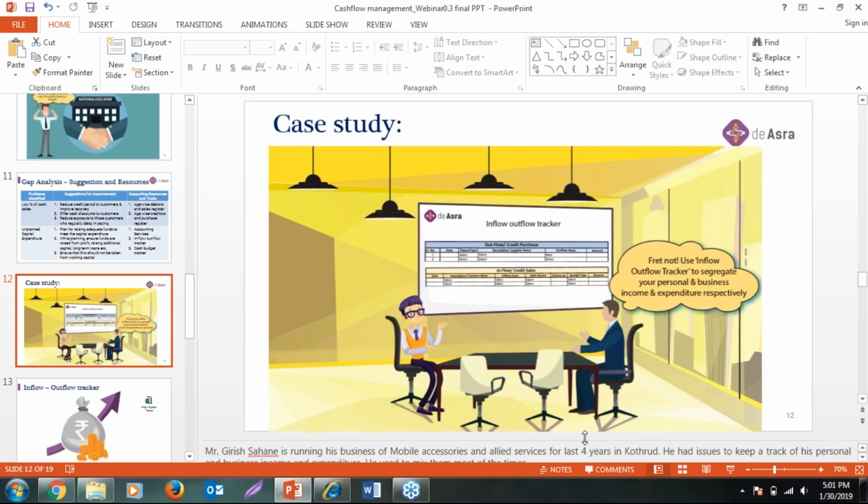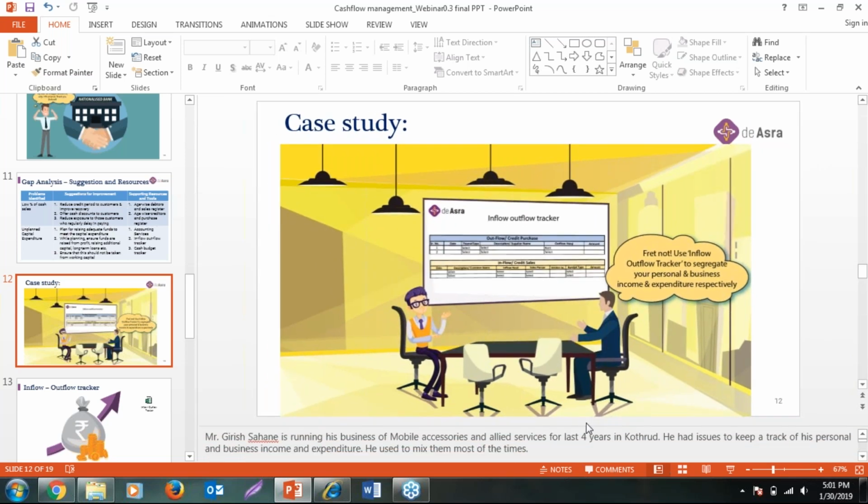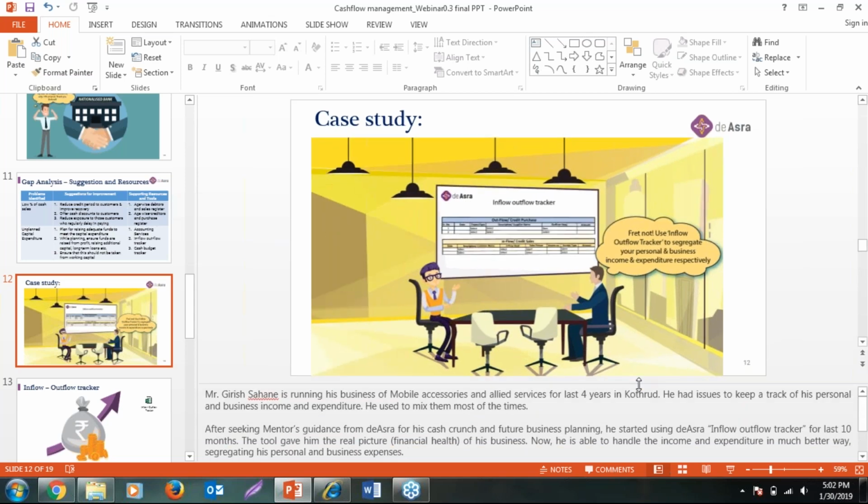He told us, I'm unable to maintain the records. You can see here a caption: Fret not. Use inflow outflow tracker to segregate your personal and business income and expenditure respectively. So he came to us and said that he was having a problem maintaining his personal as well as his business expenses. So yes, he consulted mentors at deAsra for his cash crunch and future business planning.